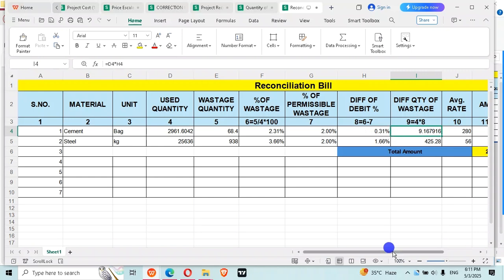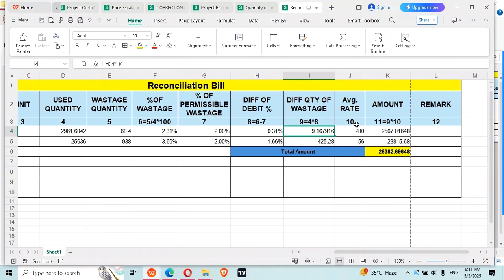This is it. Next, what do we have? What is the average rate? It is 280. So what is the amount of money of this wastage that we have in our project? It has crossed the standard permissible wastage. So just multiply this quantity by the rate here, 280 rupees. Understood? And you will get the total amount, this one. On the same basis you can go for the steel as well.